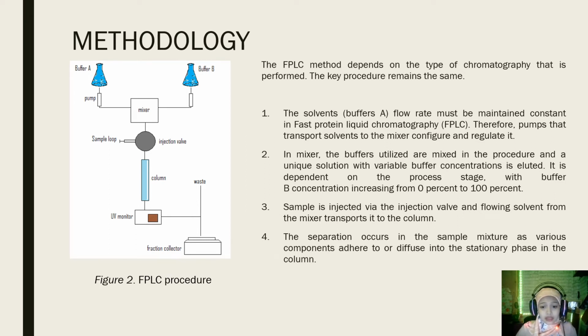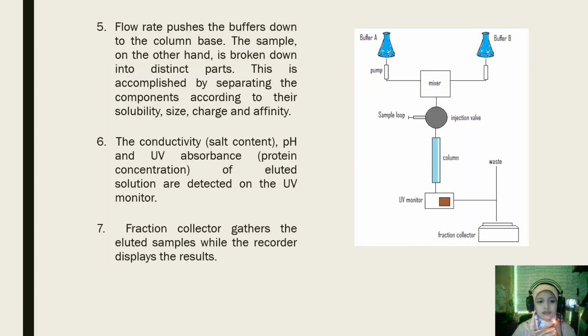Next, the separation occurs in the sample mixture as various components adhere to or diffuse into the stationary column. The next step is the flow rate. Push the buffer down to the column base, as we can see in the figure on the screen. The sample, on the other hand, is broken down into distinct parts. This is accomplished by separating the components according to their solubility, size, charge, and affinity.